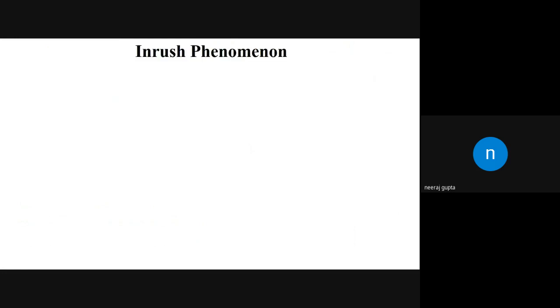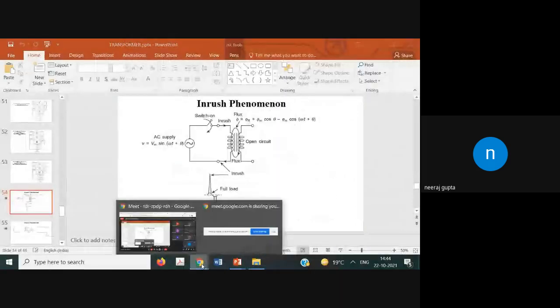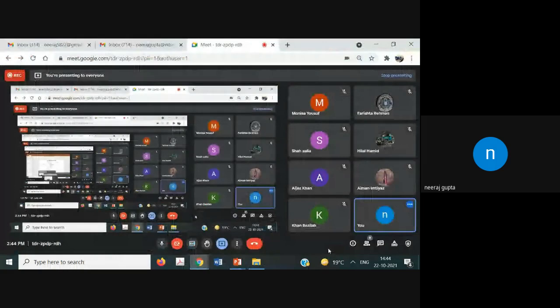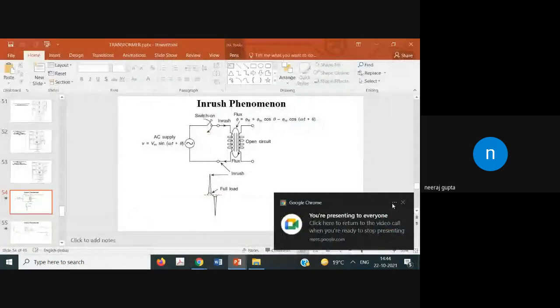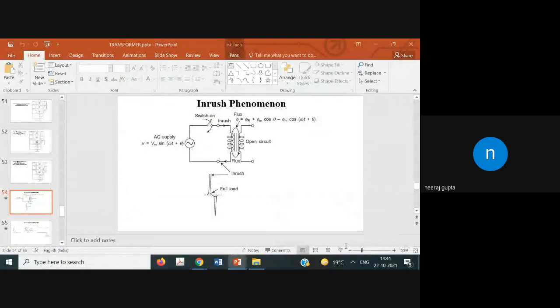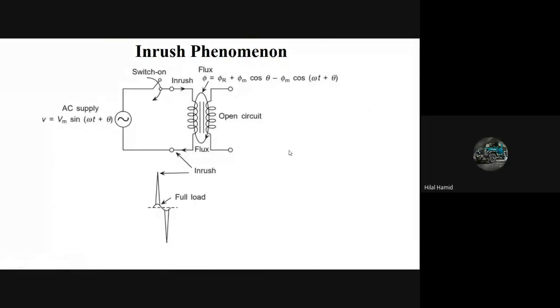Now next is the Inrush phenomena. So can anyone tell me what is the Inrush phenomena? What do you mean by Inrush? Inrush of transformer. Yes, Hilal. Yes, sir. What is the Inrush current?